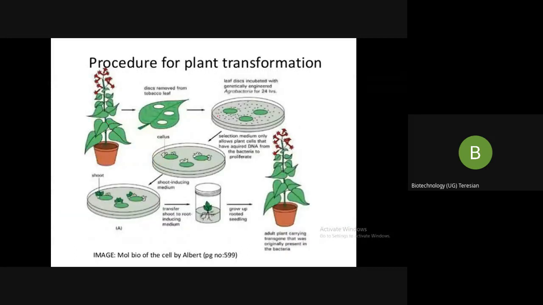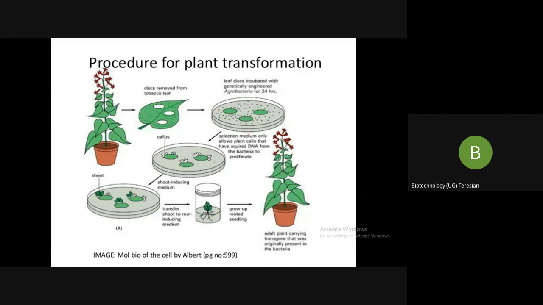This is a simple procedure to show the entire experiment. See, this is your plant of interest. I want to modify this plant with a new gene. So what will I do is, I will take the explant. Here, for example, they have taken the leaf disc. The leaf disc is incubated in the genetically engineered agrobacterium for 24 hours. Remember, these are your modified agrobacterium. It can contain either your co-integrative vector or binary vector. So you incubate your plant cell along with this agrobacterium.